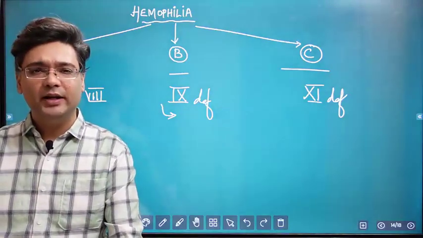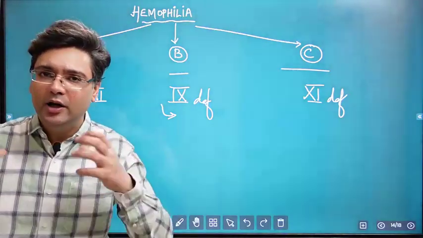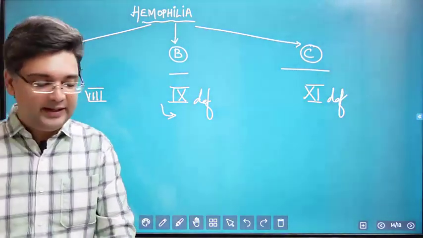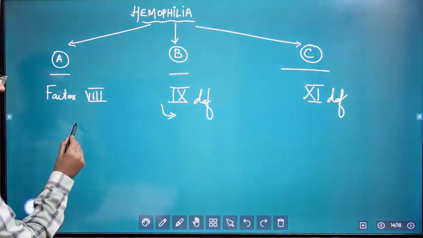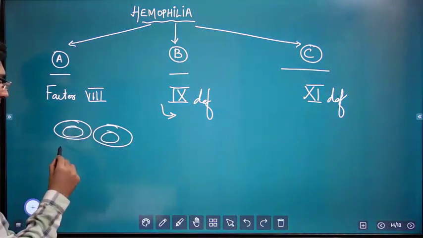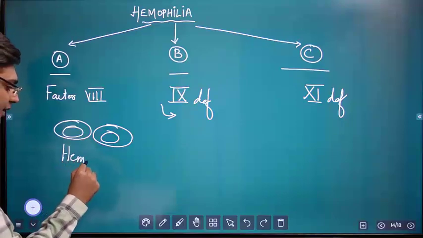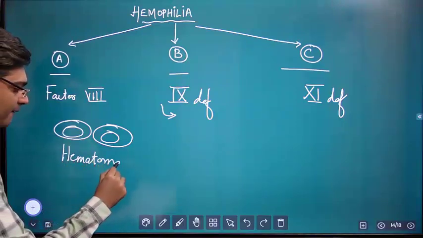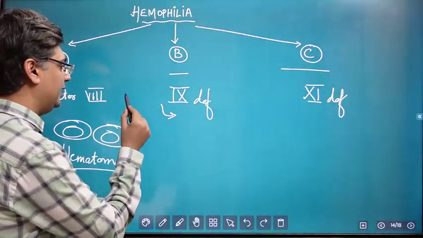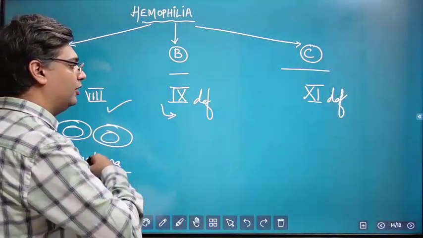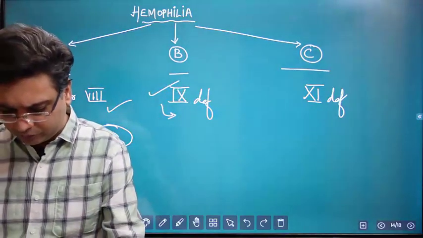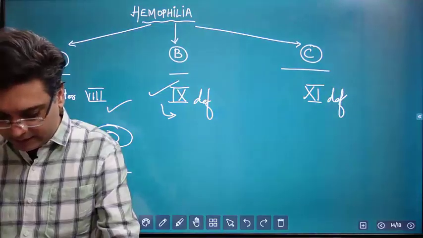So when clotting is not going to happen properly, a lot of bleeding tends to happen. When there is a lot of bleeding, the blood generally pools in the spaces, and a lot of blood results in the formation of a hematoma. Okay, hematoma is a hallmark of hemophilia A, and it can also be seen in hemophilia B, right? So this is where hematomas are seen.